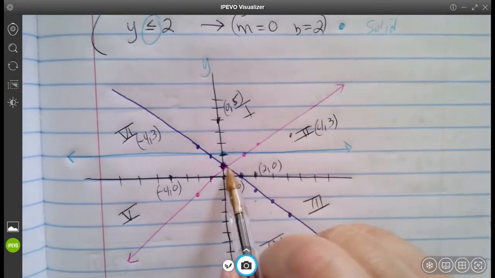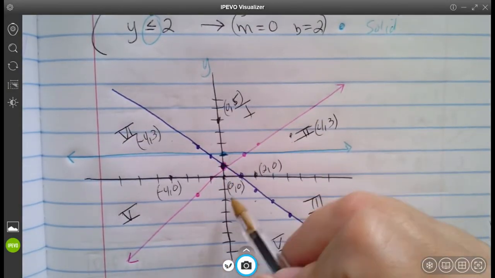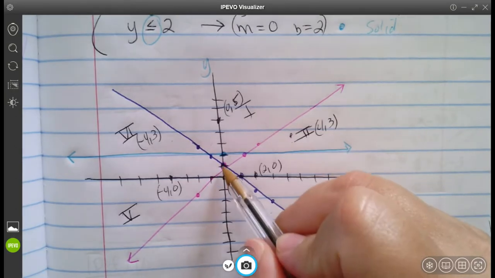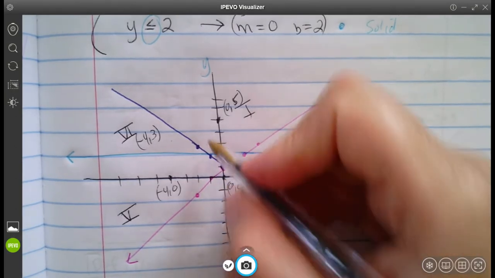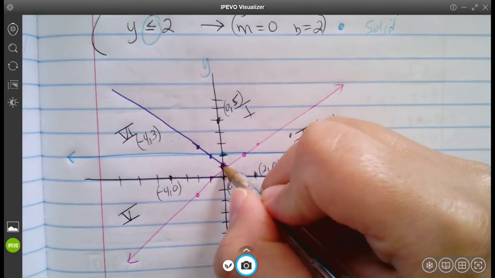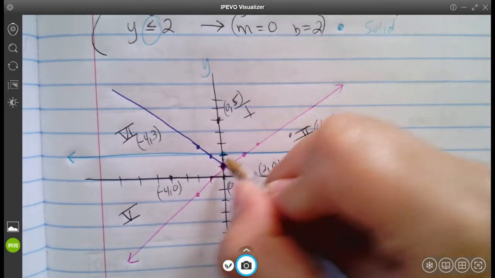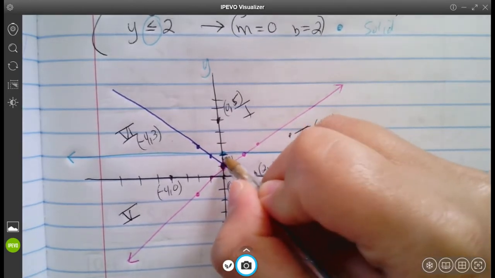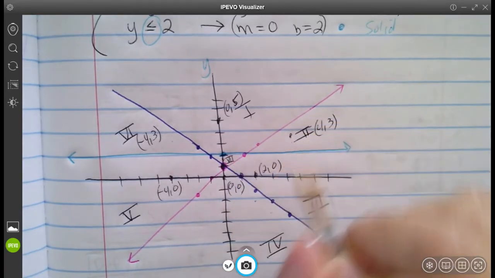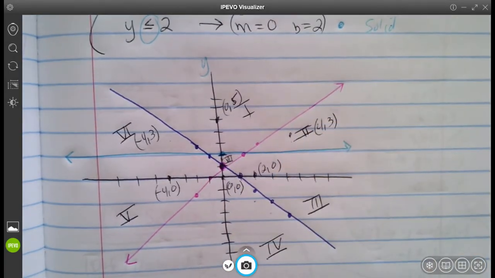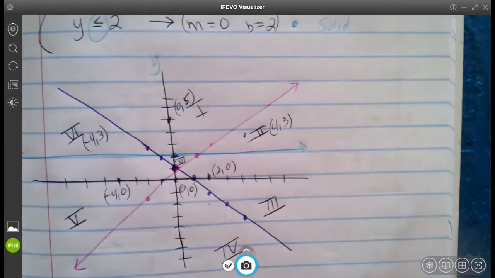And last but not least, we have the region right here in the middle. This one is going to have to be a decimal because you see that it's between these. So let's use 0, 1.5. This will be region 7. I'll put the point over here right now. So let's test all our points. Let's do that down here.